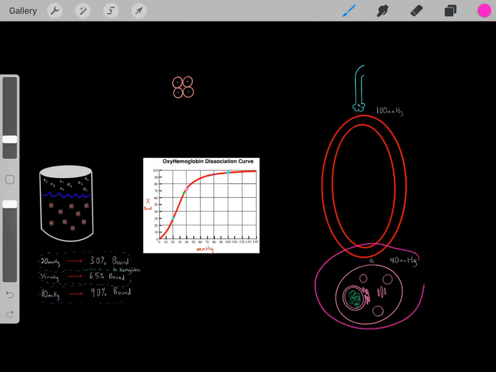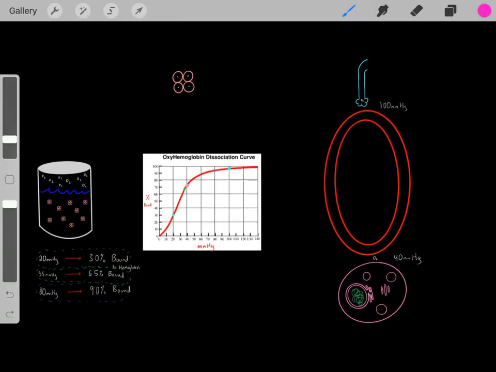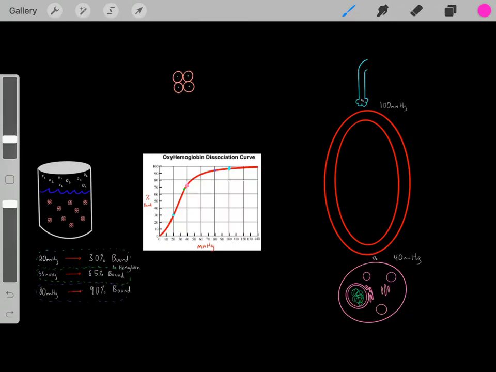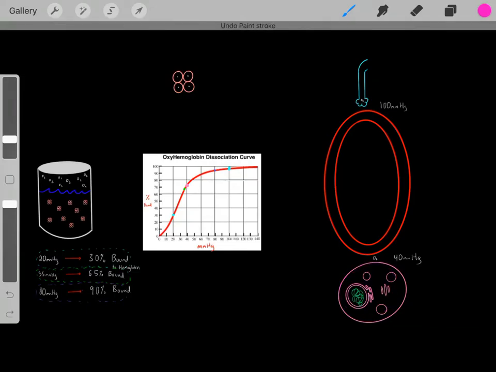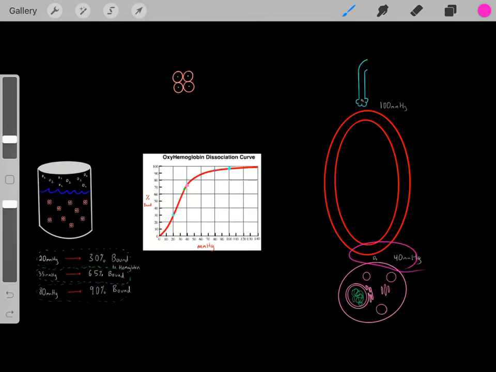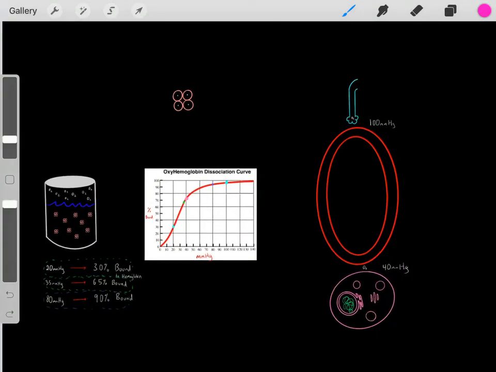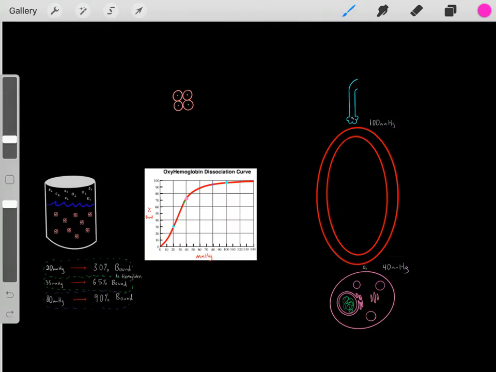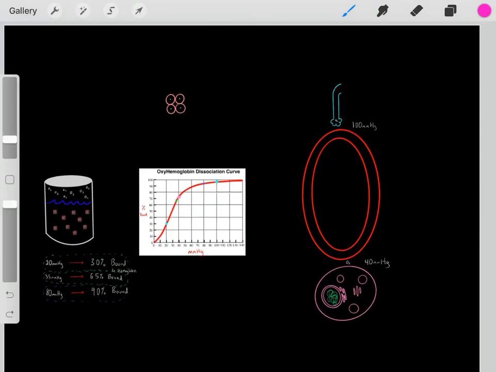However, in our respiring tissues and cells, we're going to have a low partial pressure of oxygen because we know our cells are using up oxygen. Our cells use this oxygen as the final electron acceptor for the electron transport chain for metabolism, for aerobic metabolism. So therefore, because these cells are using up so much oxygen, we're going to have a low partial pressure of oxygen. So keep that in mind. In our alveoli, we have a high partial pressure of oxygen. Down here, we have a low partial pressure of oxygen.